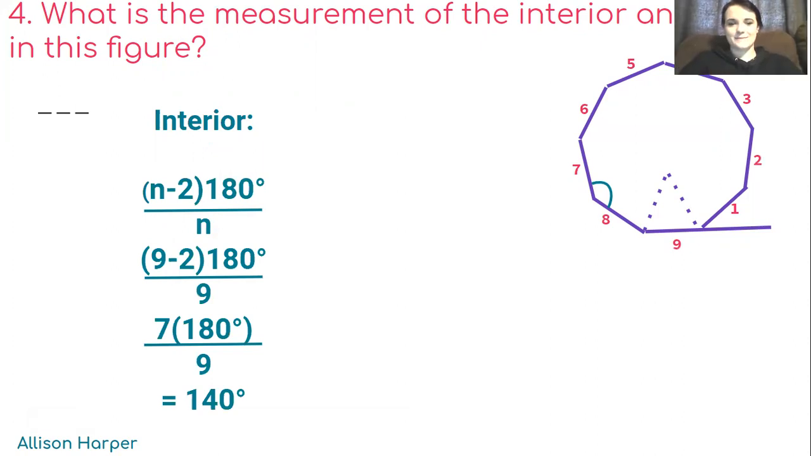Okay, so we had to count our sides so that we knew what n was. We have 9 sides, so we are going to plug 9 in for n. So that's 9 minus 2 times 180 over 9. 9 minus 2 is 7 times 180 over 9, and that gives us 140 degrees. So our interior angle is 140 degrees.